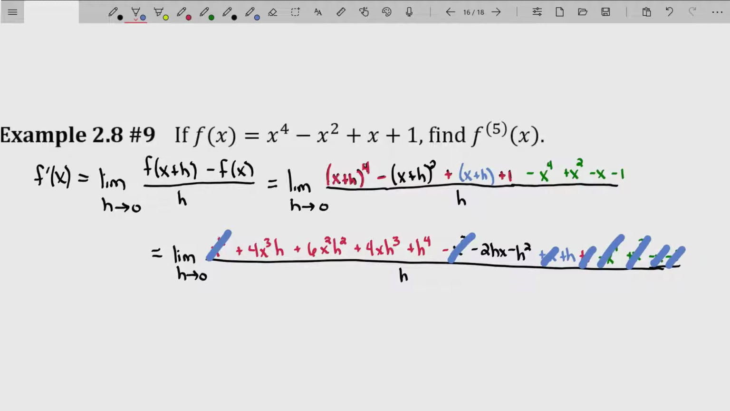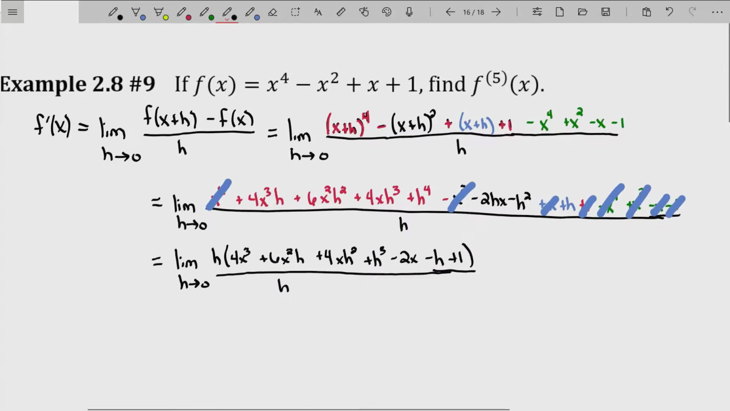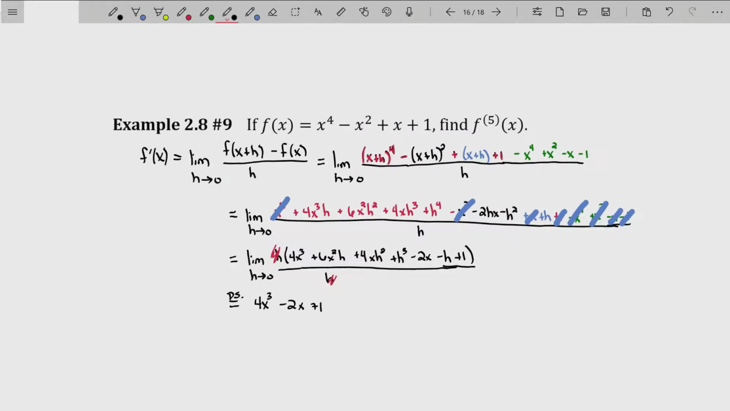Looking through, I think it's just going to be combining like terms from this point forward. So let's go ahead and do that. You get down to this. I actually factored the h out as well, so that the h's cancel beautifully, and then we'll be able to do direct substitution. So via direct substitution, anything attached to an h will disappear, and you're left with a 4x cubed, minus 2x, and then plus 1. So that is the first derivative of that function.